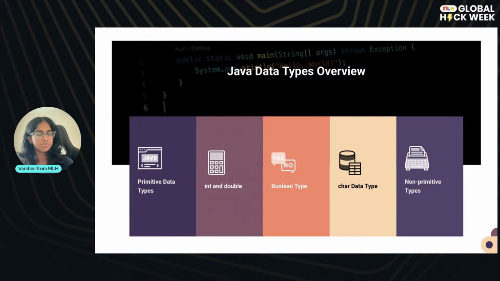Then we've got our booleans. Booleans are 1 bit in size, and they are either true or false values. It's a kind of unique variable because it's not really something that we see in daily life, but it's just true or false. Those are the only values that a boolean can take. It can't take any other string values or anything like that. It's just true or false.